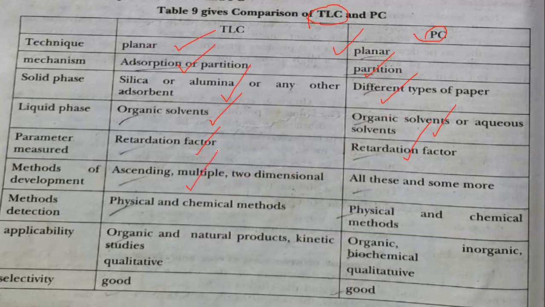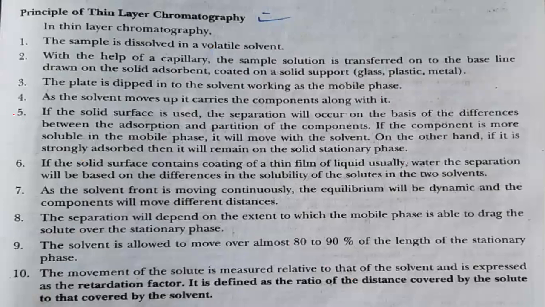Here ascending, multiple, and two-dimensional techniques are used, all of these and some more techniques. Physical and chemical methods are used for detection. Here it is also the same. Here organic, natural product, kinetic studies, and qualitative studies can also be carried out. In this case, organic, inorganic, biochemical, and qualitative studies are carried out. This technique has good selectivity, and in paper chromatography also selectivity is quite good.